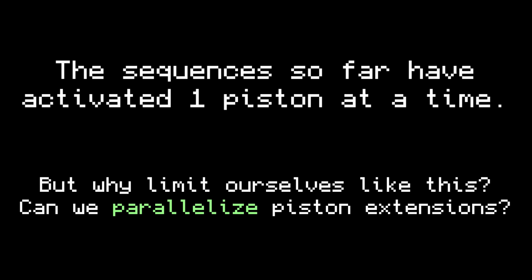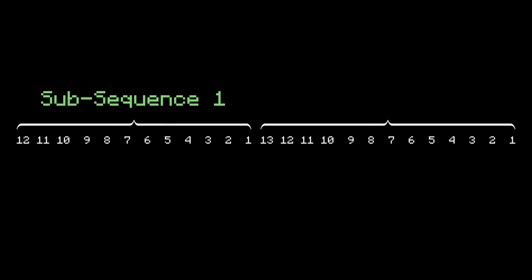The sequences we've created so far only activate one piston at a time. But if our eventual goal is to make a redstone circuit for this, we should probably think about which pistons can fire in parallel. Let's go back for a second to the 13-piston extender. The sequence for this was 12 to 1 followed by 13 to 1. Let's call these two parts of the sequence subsequences. 12 to 1 is the first subsequence, and 13 to 1 is the second subsequence.